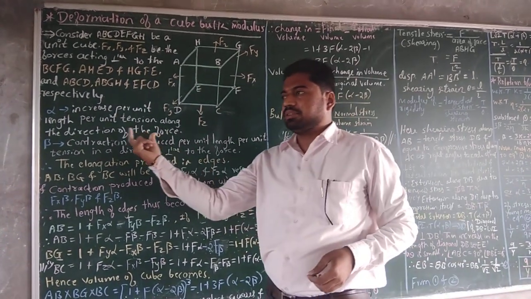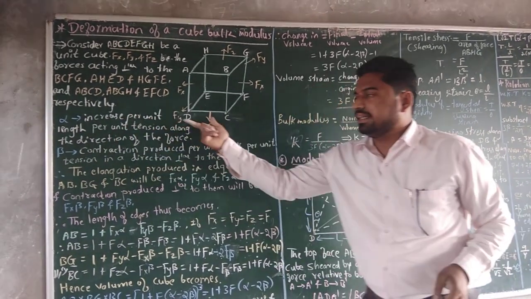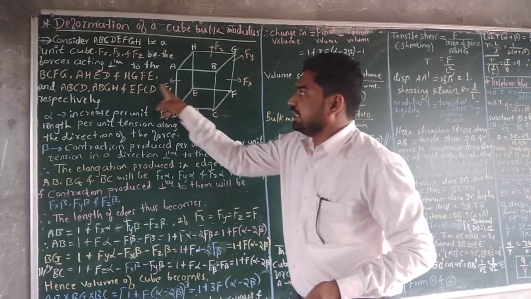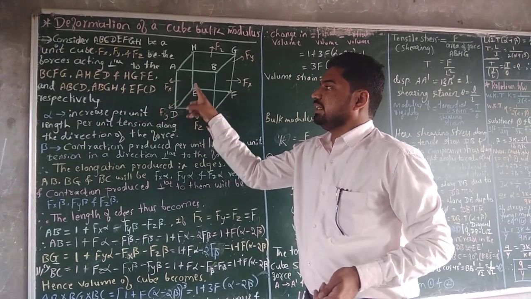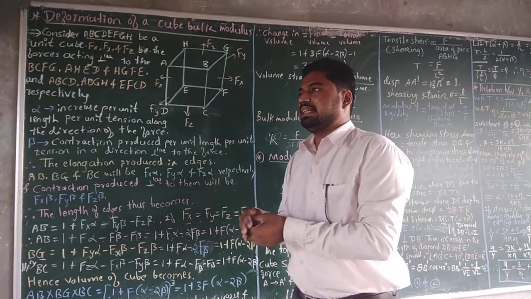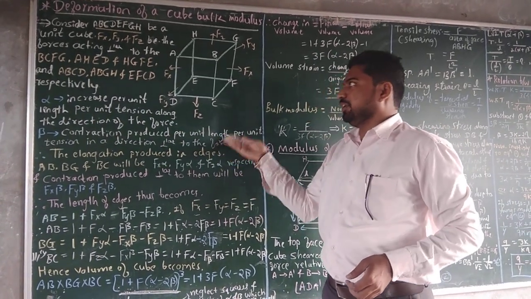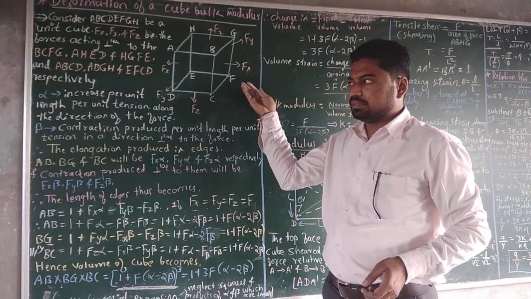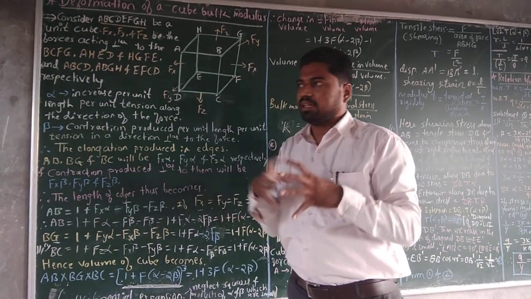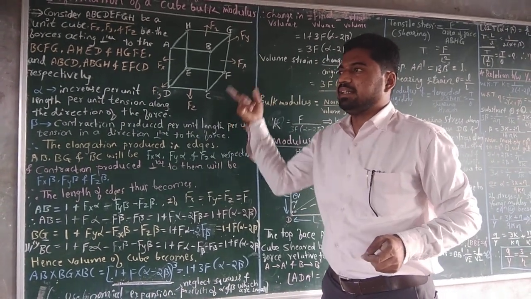Next, you have to take the two terms, alpha and beta. Here alpha is the increase per unit length per unit tension along the direction of the force, and beta is the contraction perpendicular to the force. So there are two terms here: one is elongation, one is contraction. The elongation is produced in all the edges.